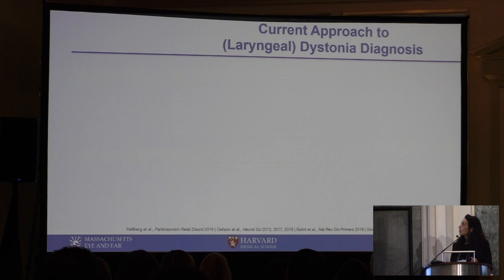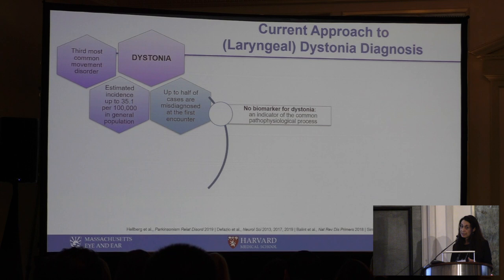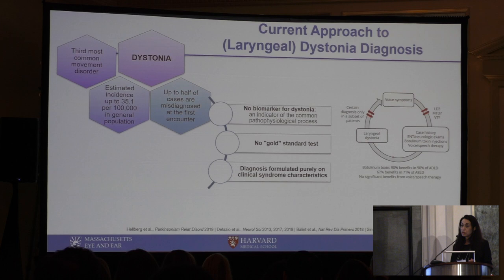Dystonia is the third most common movement disorder with estimated prevalence of up to 35 per 100,000, as I already mentioned earlier. And up to half of cases are misdiagnosed at the first encounter. Why does this happen? Because there are no biomarkers for dystonia as an indicator of a common pathophysiological process. There is no gold standard test. And the diagnosis is formulated purely on clinical syndrome characteristics.